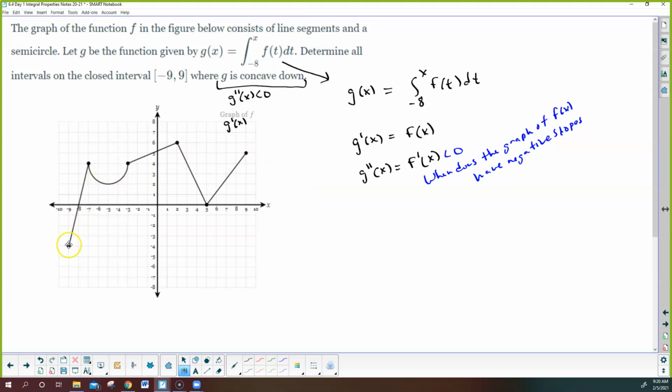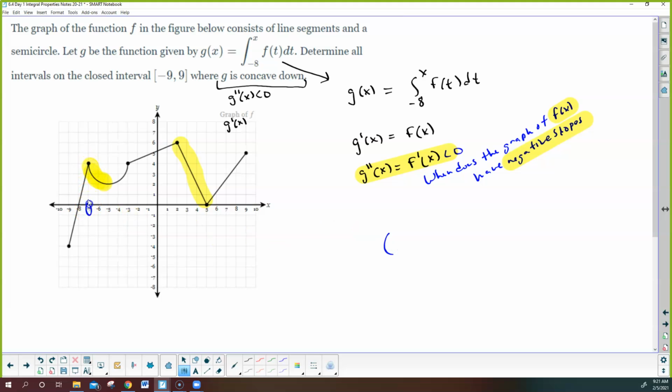And that's pretty quick to find. Where are the slopes negative? When does f have negative slopes? That's what this is looking for. So increasing, increasing, I've got a negative slope here. Increasing, increasing, increasing, we've got negative slopes here. Increasing, increasing.